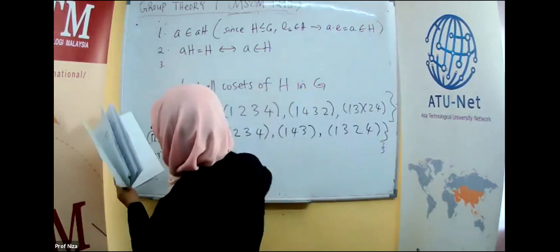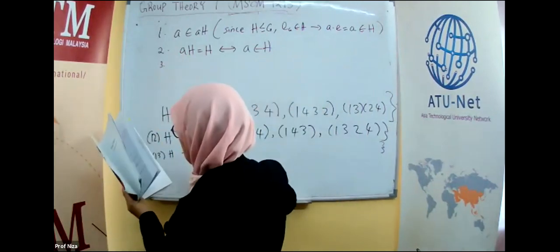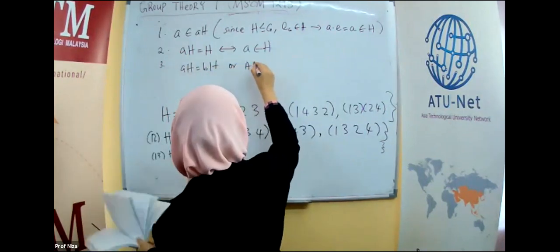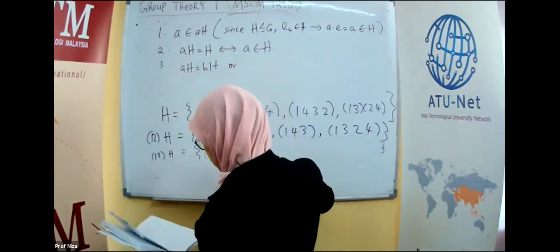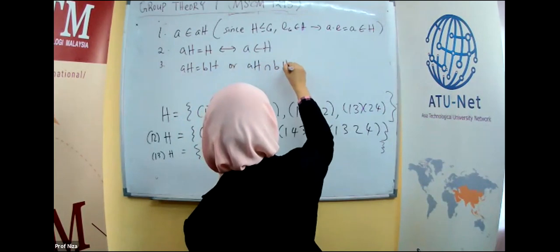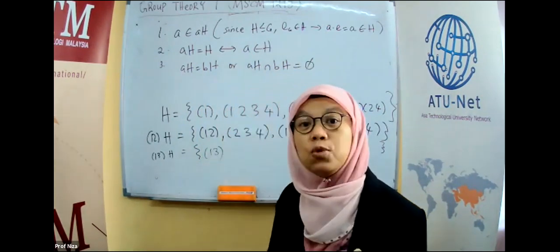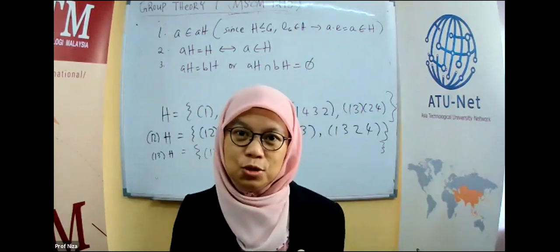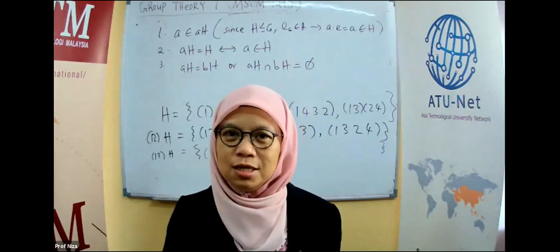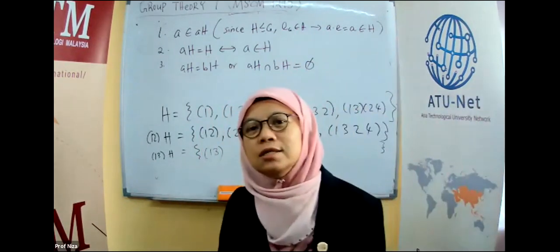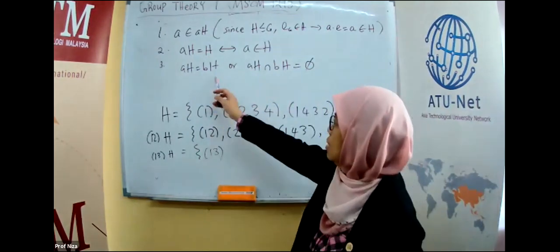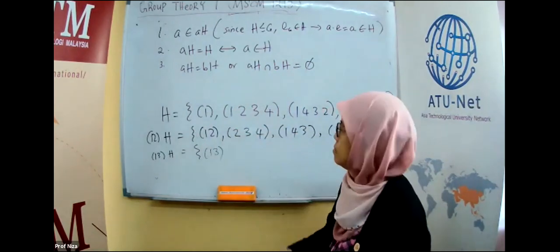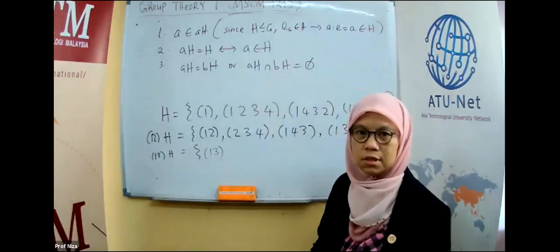The third one is: two sets are equal, or the intersection is empty. If I give you a question in your second test, and you list the cosets and you see an intersection, your answer is wrong. Okay, your cosets are a partition. So make sure your cosets are equal or they don't intersect. Intersection is empty.